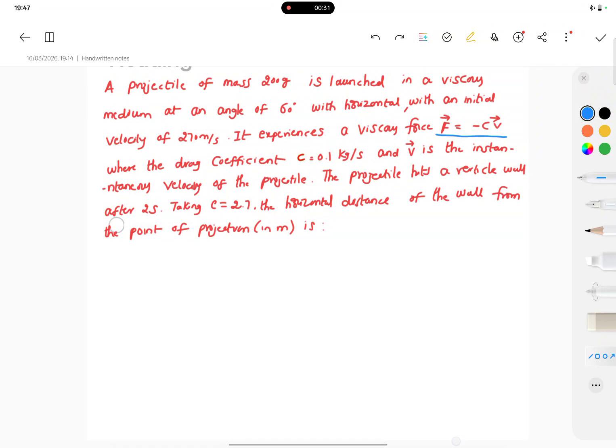There is a mass of 200 grams projected with a velocity of 270 meters per second, making 60 degrees. After 2 seconds, it hits a vertical wall. Okay, we have a rough diagram. They ask you to find the distance from the point of projection to the vertical wall. This distance they ask you to find.